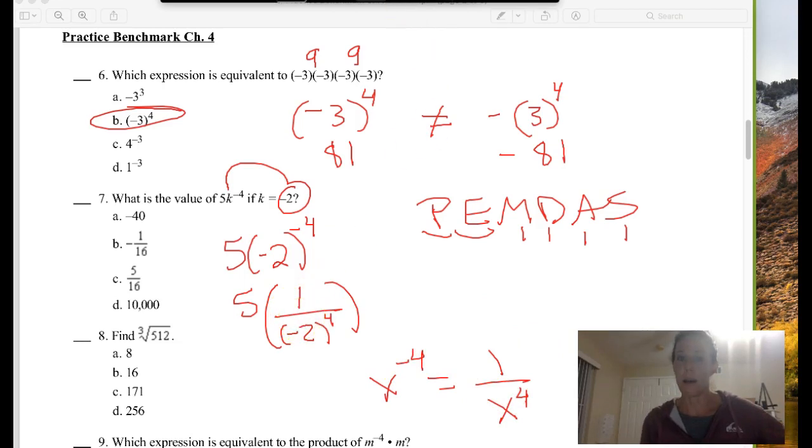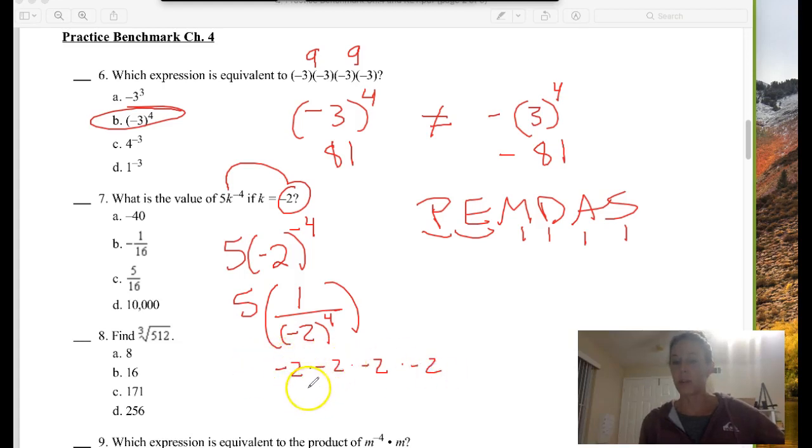So here we have no more negative exponents. So I'm going to do 1 over negative 2 to the 4th power. Well, negative 2 to the 4th power would be negative 2 times negative 2 times negative 2 times negative 2, 4 times. Well, negative 2 times negative 2 is positive 4. 4 times 4 is 16. So this denominator is actually 16. So rewrite this.